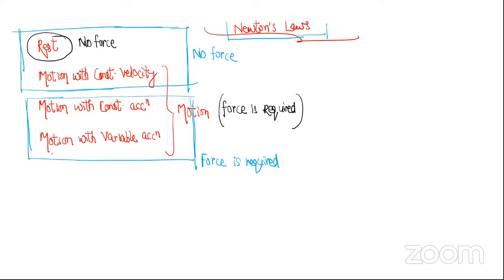So it's true. Motion with constant acceleration or motion with variable acceleration, acceleration is there, so these are called accelerated motion. For accelerated motion, force is required. Now, force is required to produce constant velocity motion. True or false?